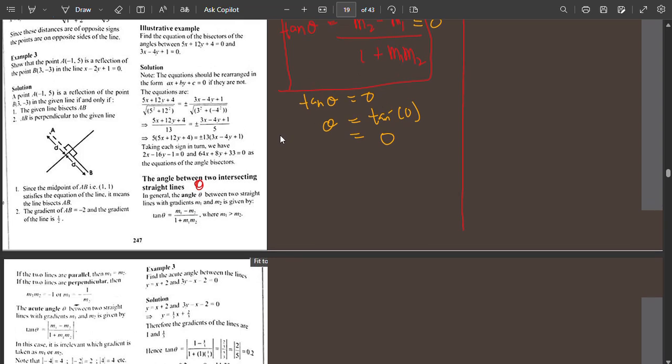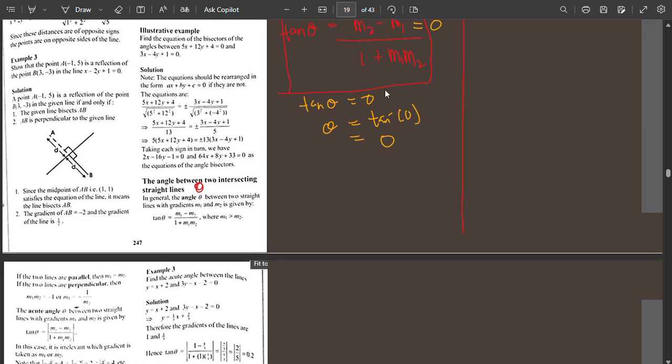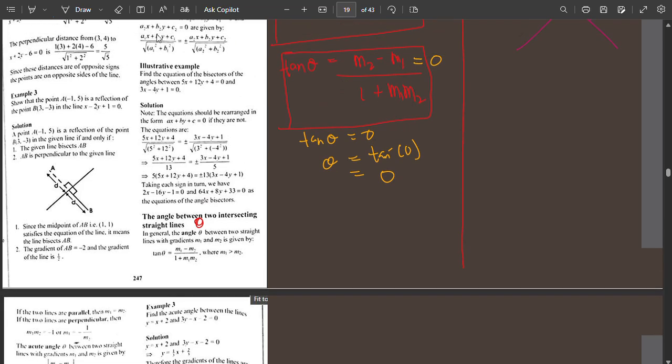If they are perpendicular, then one is the negative reciprocal of the other. Then m1 is equal to negative 1 over m2. That means m1 times m2 will give you minus 1. And then we have 1 plus minus 1. That gives us our denominator becoming 0. Once the denominator is 0, that means there is no angle.